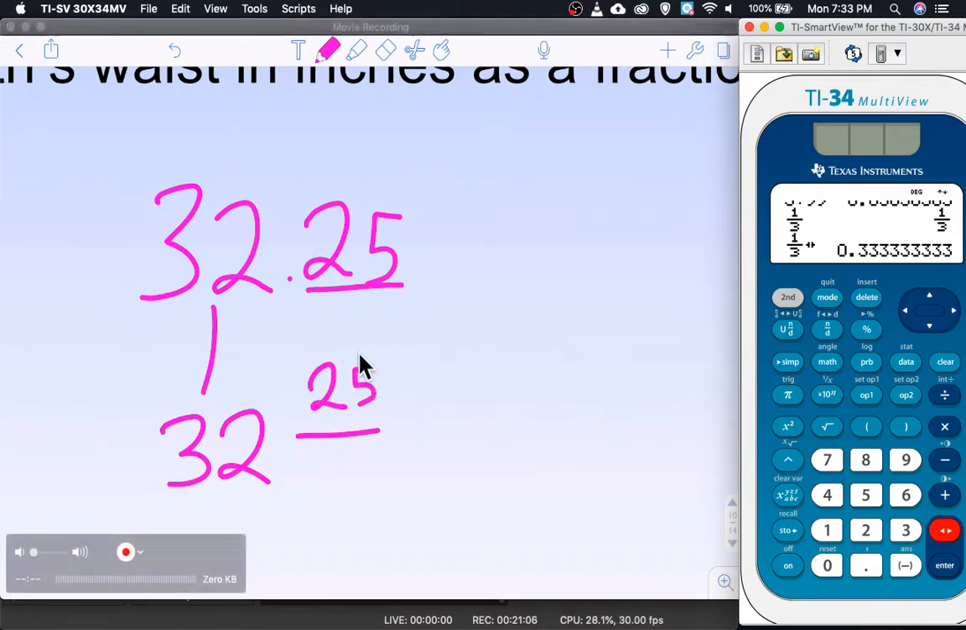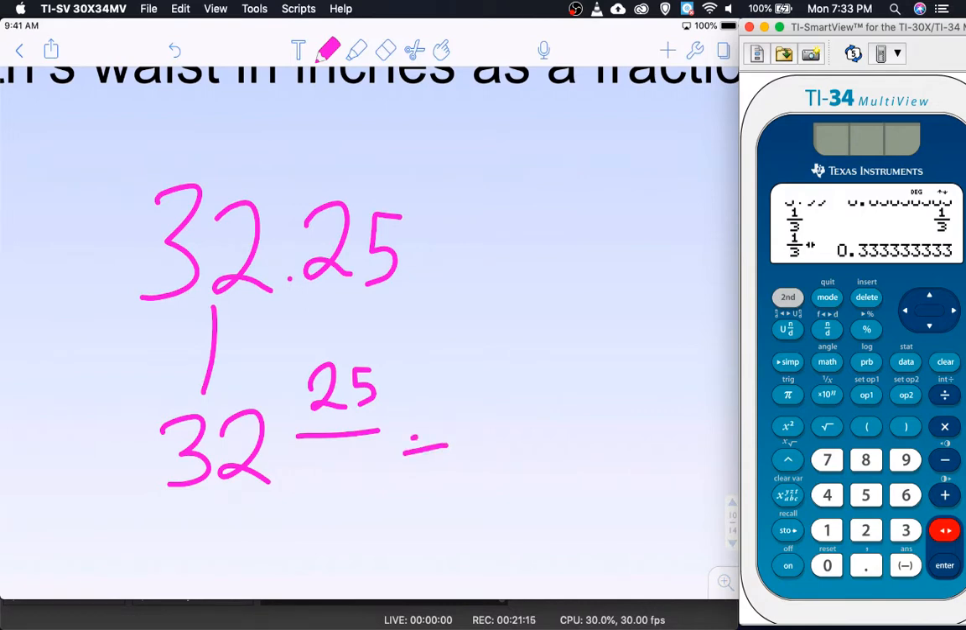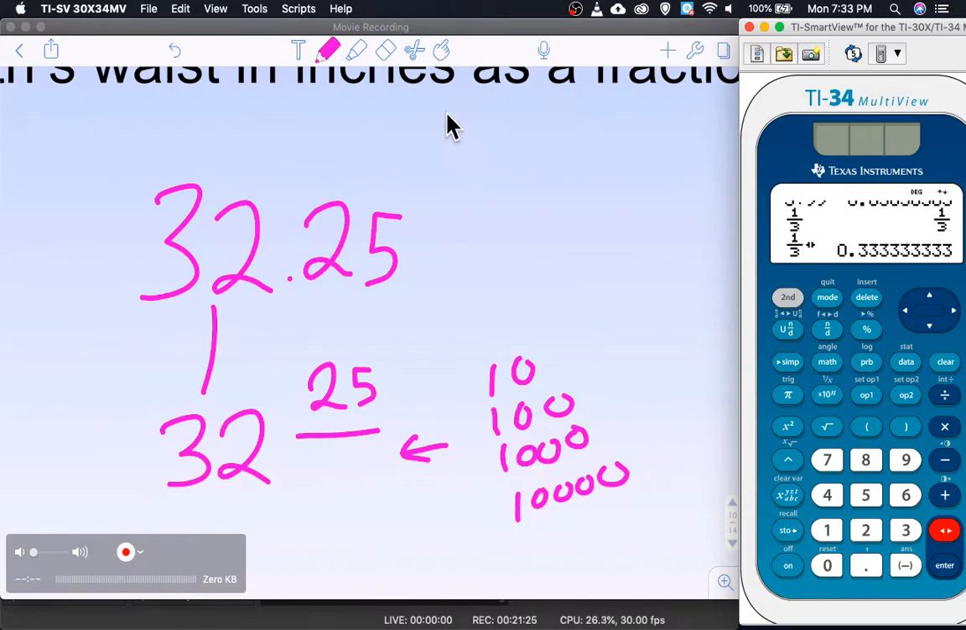And I know because this decimal stops, it is not a repeating decimal. I don't have the bar up here. I know that the denominator will be a power of 10: 10, 100, 1,000, 10,000, and farther. And how do I know which one it is? Well, there's 2 numbers up top. So I pick 10 to the second power, the one with 2 zeros after it.